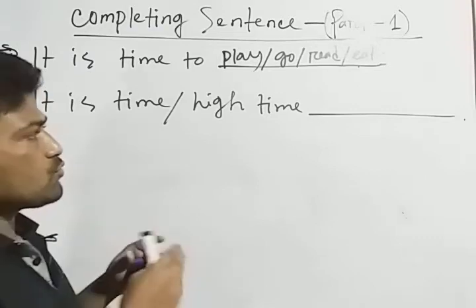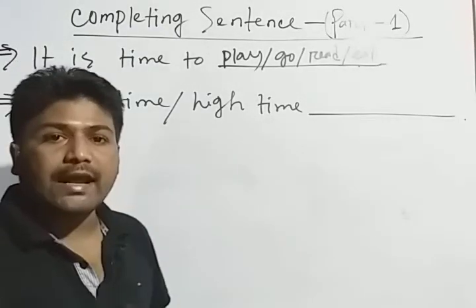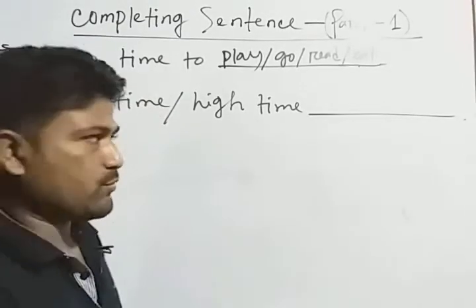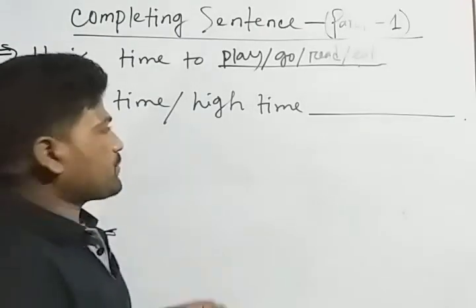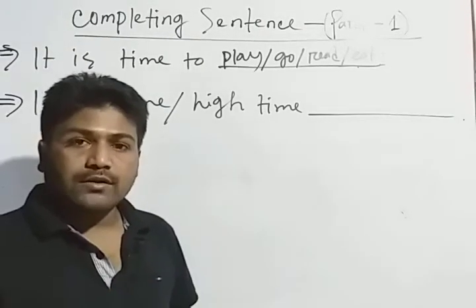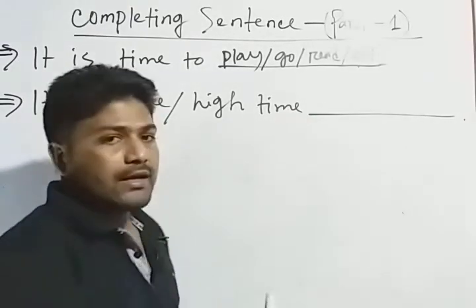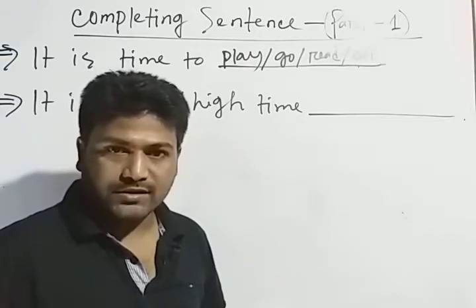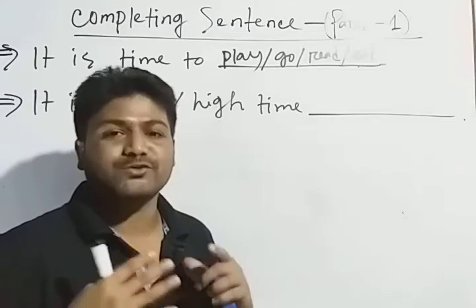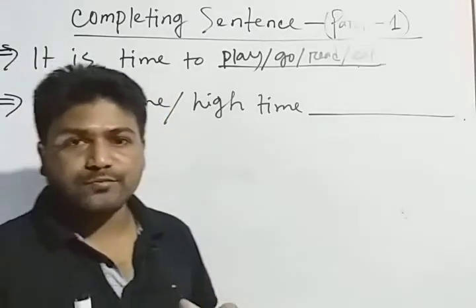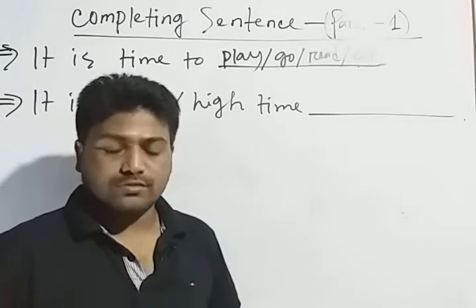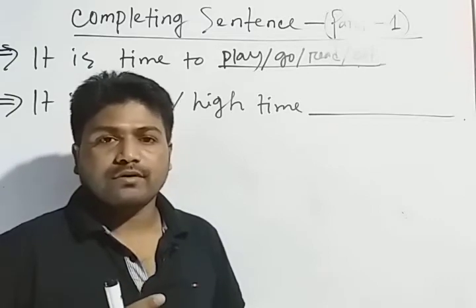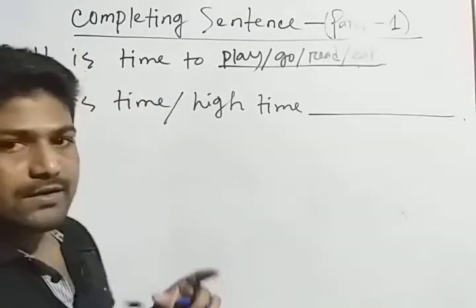So if there is no to after it is time or it is high time, then how can we complete this kind of incomplete sentence? Dear learners, it's very easy. Just look at the board. If there is no to after it is time or it is high time, then we can use here any kind of personal subject. Do you have an idea about personal subject? Yes, of course. Personal subjects are those, that is we, they, she, you, and so on. These are called personal subjects.